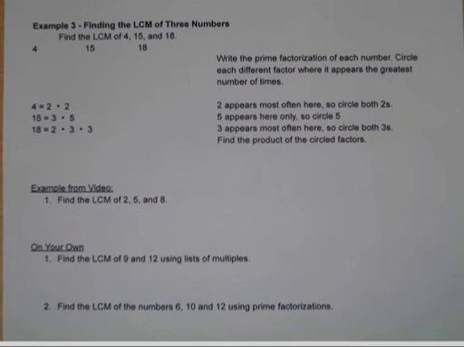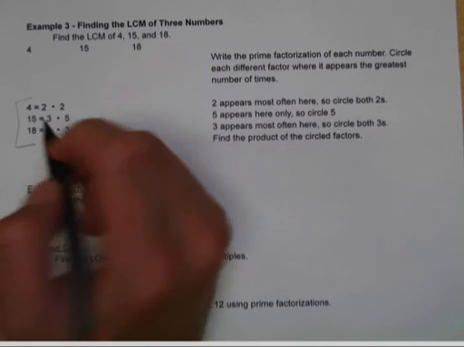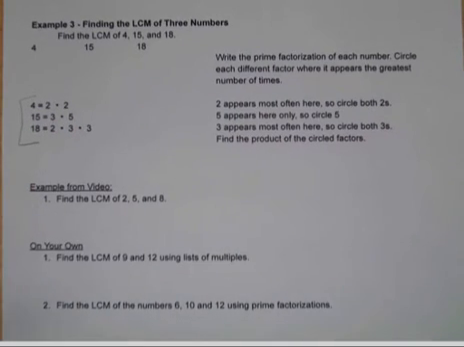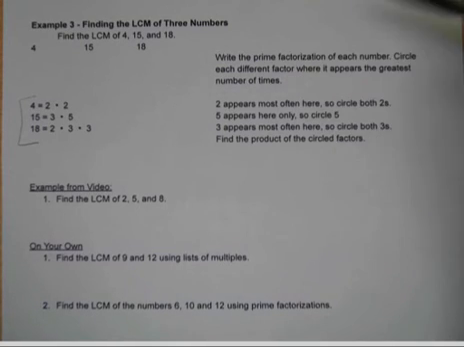Example 3 is the final example for this section, and it is finding the least common multiple of 3 numbers. So just like when we found the greatest common factor of 3 different numbers, we're just going to find the least common multiple of 3 numbers. So just like before, we're going to find the prime factorization by doing a factor tree. Just to save time, I've already written down the prime factorizations for you down here. And we're going to practice just calculating the least common multiple.